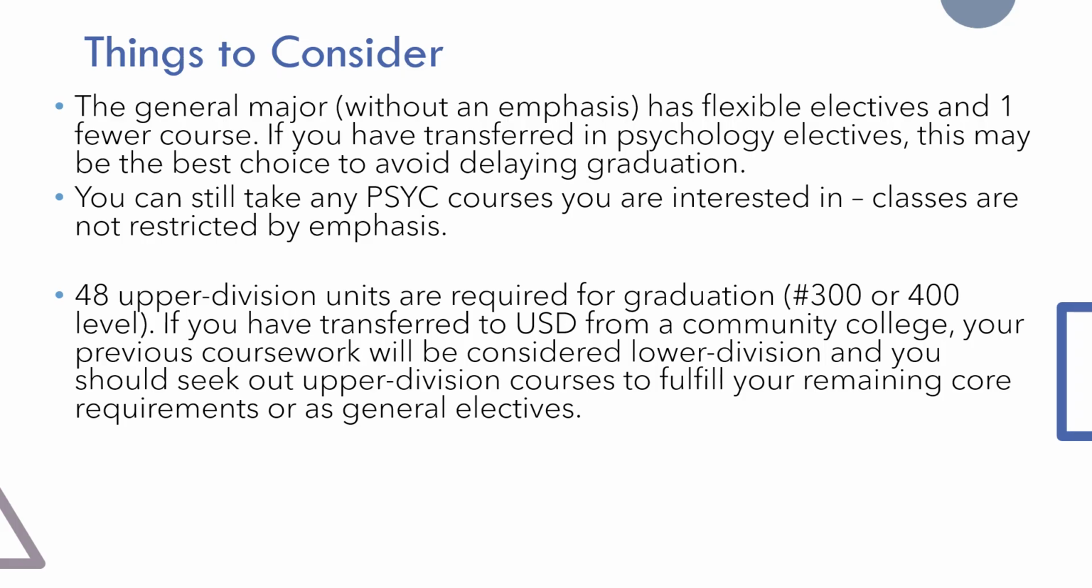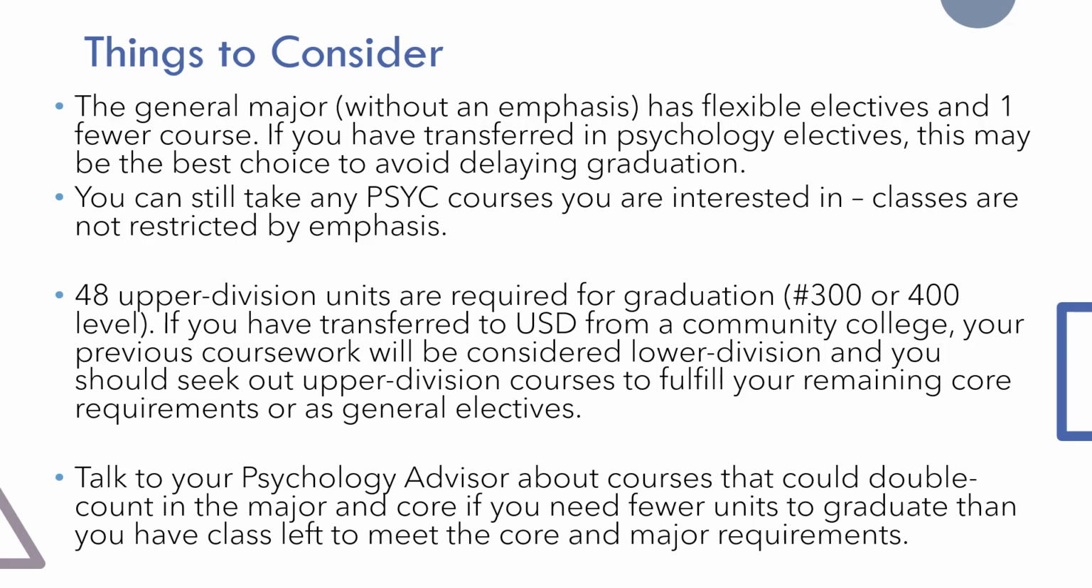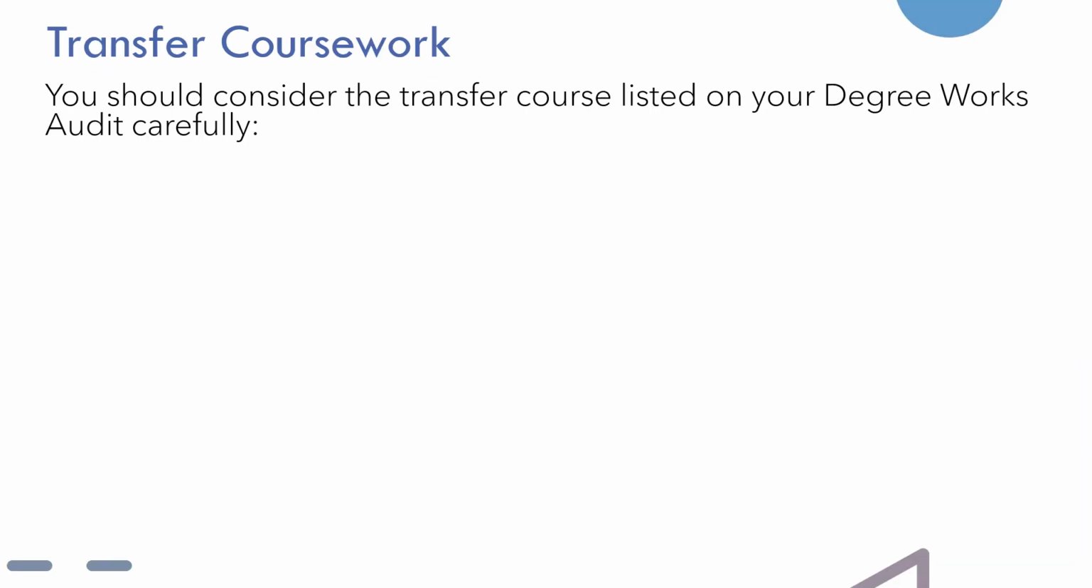That means you might need to seek out upper division courses to fulfill any remaining core requirements you have, or as general electives to make sure you fulfill your 48 upper division units required. You can talk to your psychology advisor about courses that might double count in the major or core, if you need fewer units to graduate than you have left to meet the core and major requirements, which sometimes happens to transfer students. We also suggest carefully looking at your DegreeWorks audit to consider several types of questions.